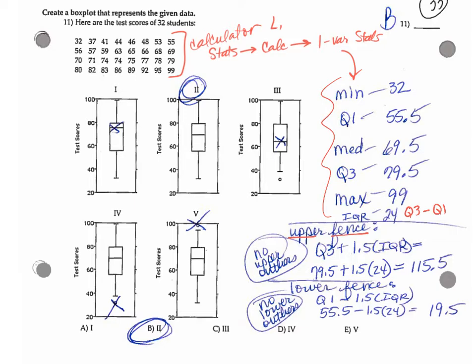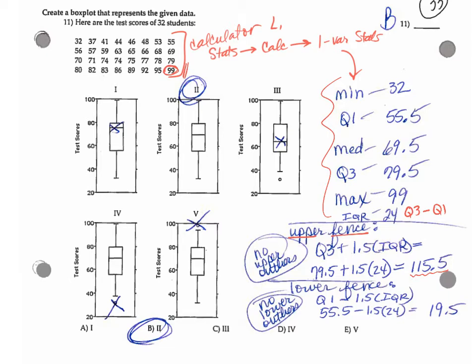So that is the Q3 upper outlier fence. It is Q3 plus 1.5 IQRs. So that upper fence is at 115. If I think about that upper fence at 115, look at the highest number, 99.